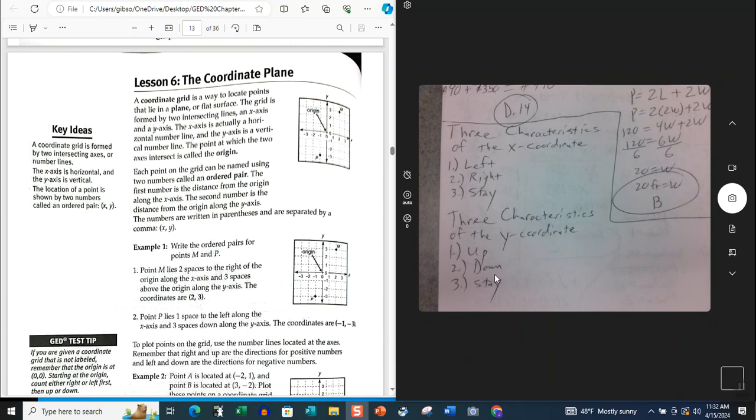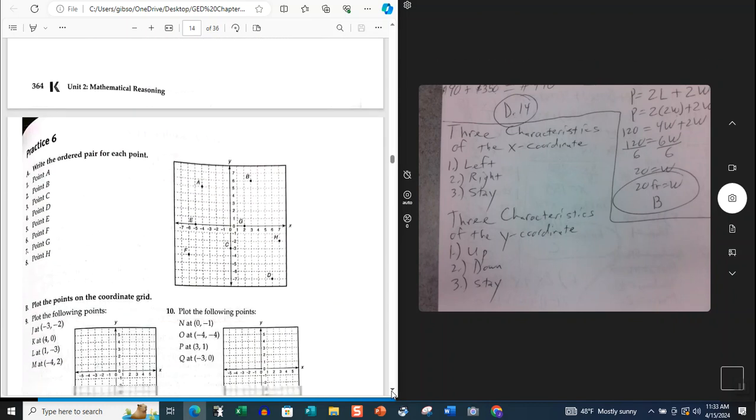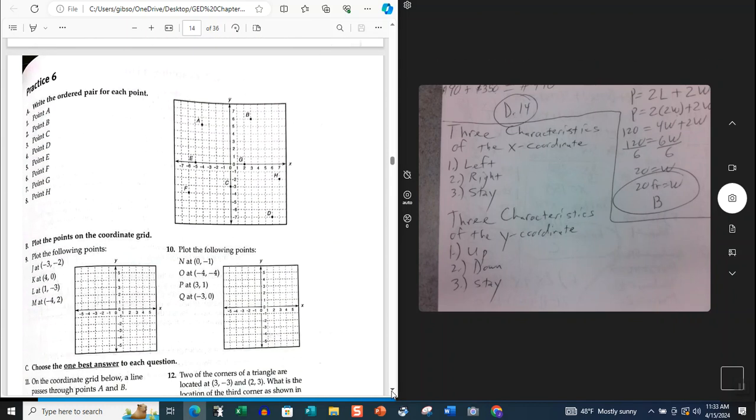Now, as far as the stay portion for each one of these, that is when they are 0. So if your x is 0, you would stay where you're at and then go to the y value. If your y is 0, you would stay where you left off for your x value. So now, let's go here and start plotting these points.